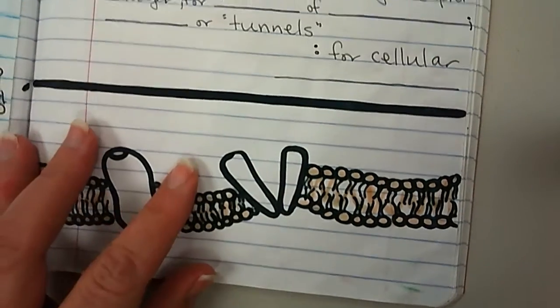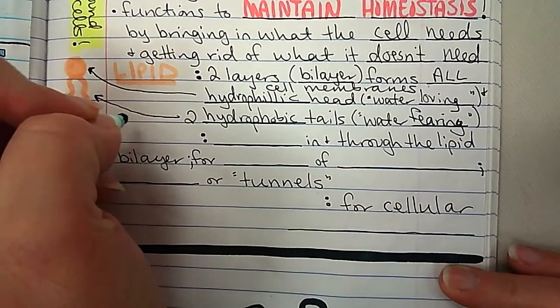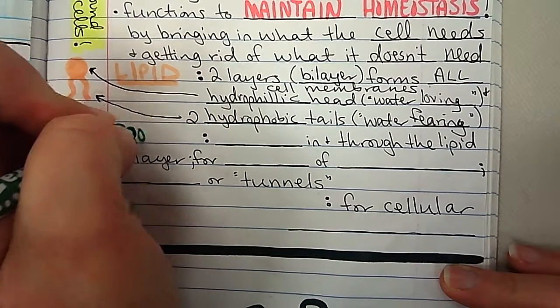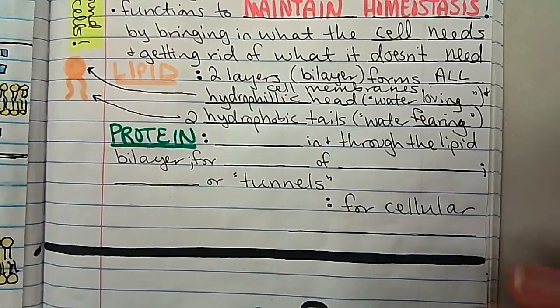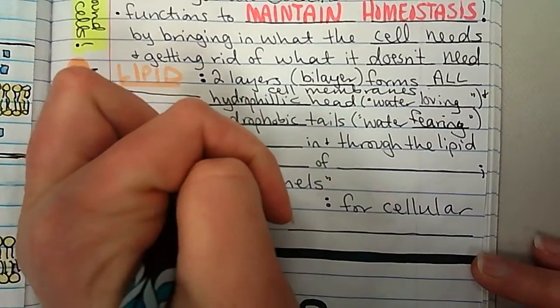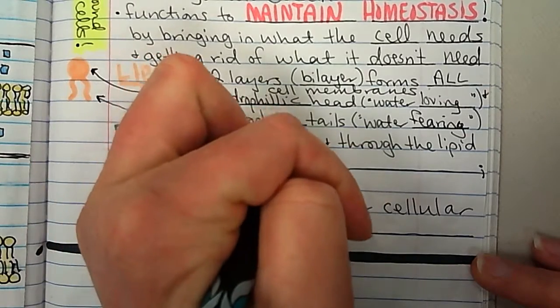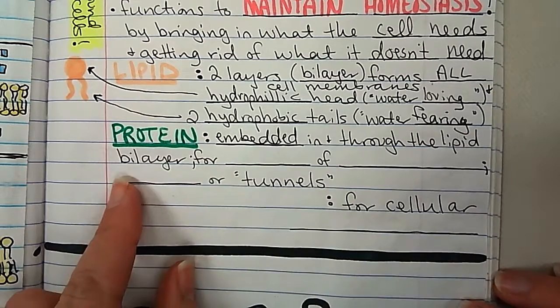Okay, so the next part, I'm going to use green. And these are proteins. Well, we've talked about protein and how shape determines function. Shape always determines function on protein. And the proteins act as a transport option, basically, to go through the cell. So the protein is embedded. And there are different ones that do different stuff, but they're embedded in and through the lipid bilayer.